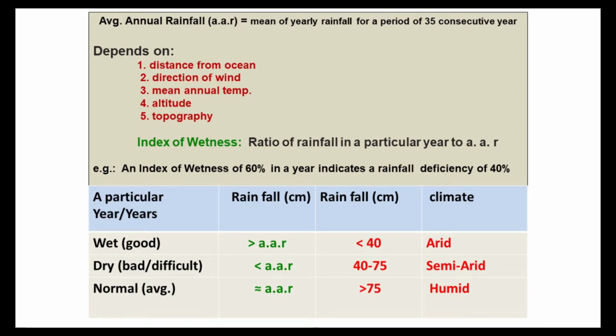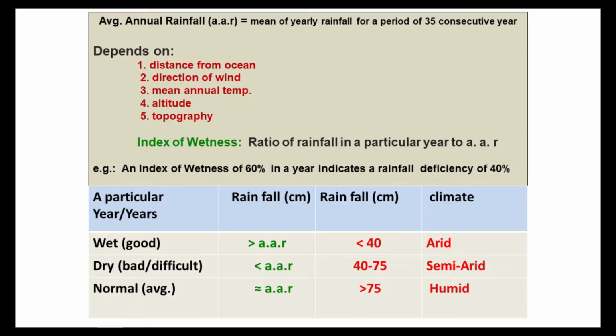Now we will talk about average annual rainfall. What do we mean by average annual rainfall? Average annual rainfall is nothing but the mean of yearly rainfall for a period of 35 consecutive years. This average annual rainfall depends on a number of factors. Some of them are distance from the ocean, direction of wind, mean annual temperature, altitude, and topography.